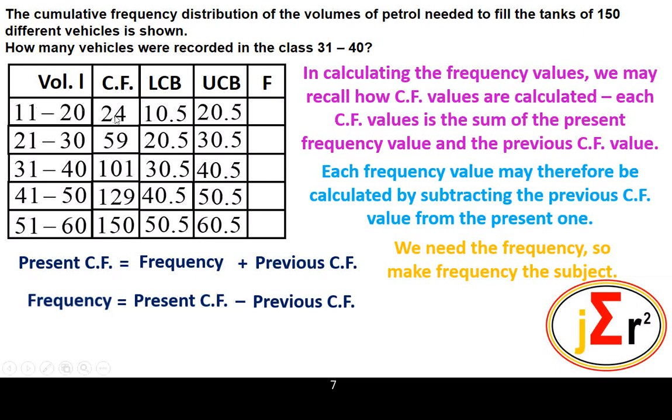And we know that we do not have a previous cumulative frequency for 24. So we know that will be equal to 0. So it's going to be 24 minus 0 that will come here. Then 59 minus 24 will go here. Then 101 minus 59, and that will go there. Then 129 minus 101 will go there, and so on.